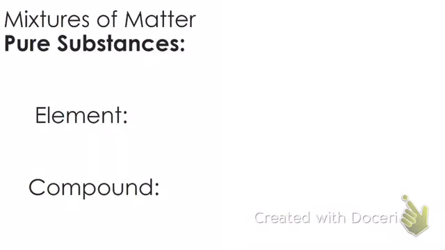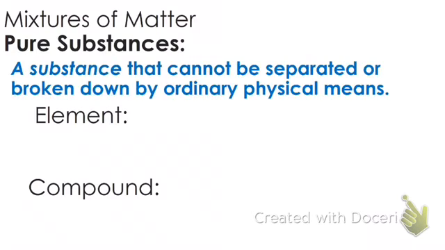Moving right along, we've got some definitions to fill in. A lot of these are going to sound familiar. You probably heard them in middle school, but we're going to go over them and make sure, once again, that we're all on the same page. So, pure substances are substances that cannot be separated or broken down by ordinary physical means. So you can't pick them apart, can't separate what's in them just with your hands or normal stuff around the house. Elements are special pure substances.